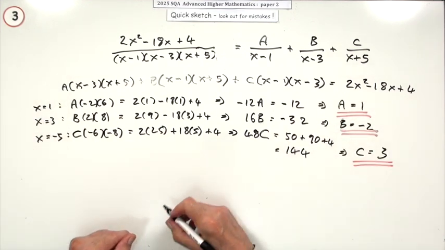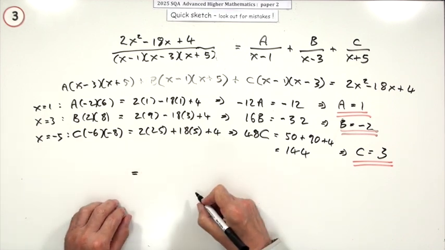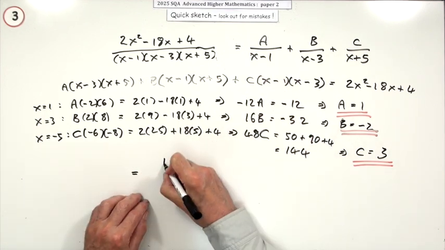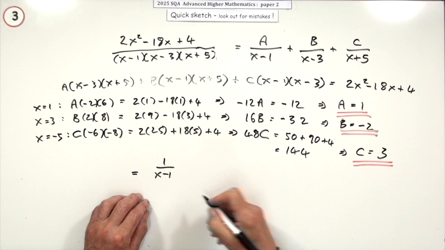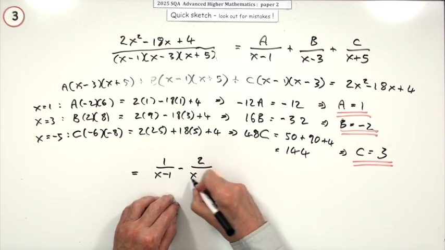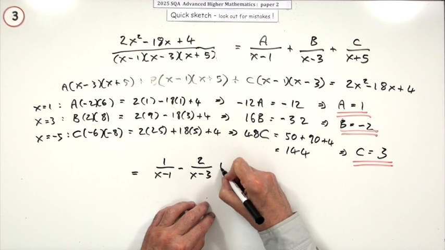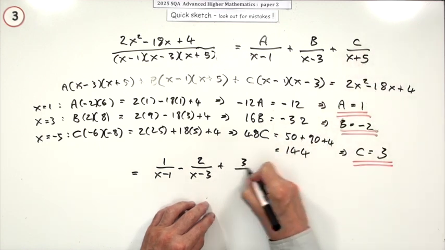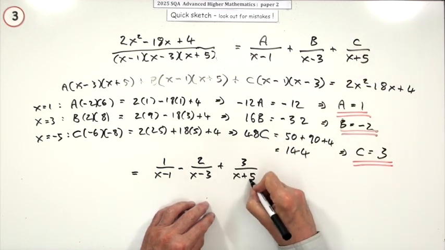Just lots of numerical plod before you can finally put it all together. So I've got 1 over x minus 1, minus 2 over x minus 3, plus 3 over x plus 5.